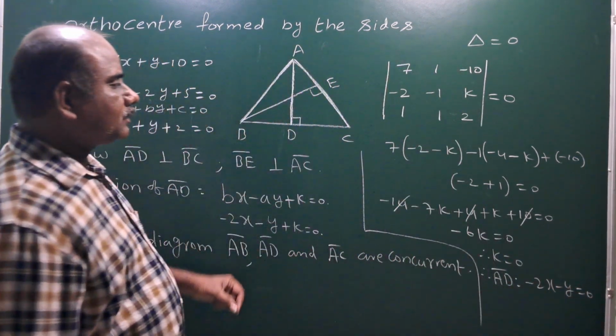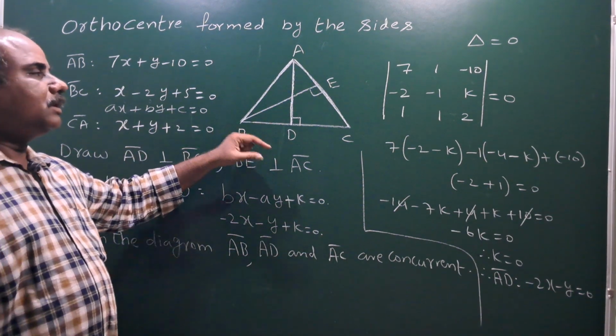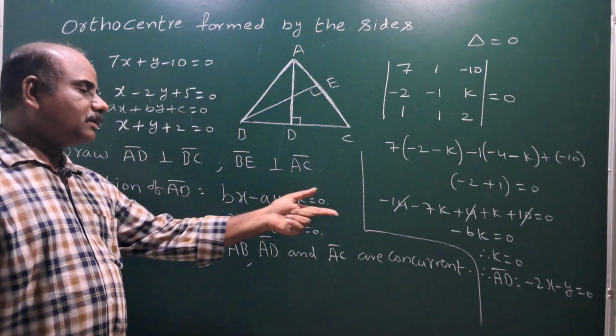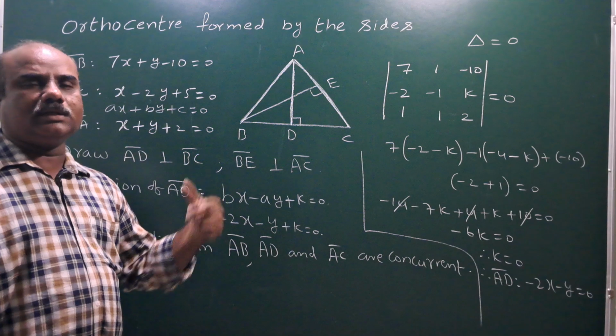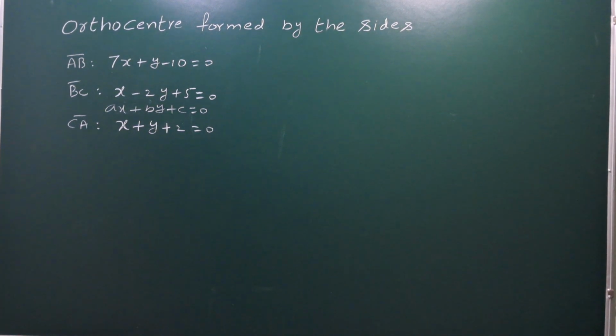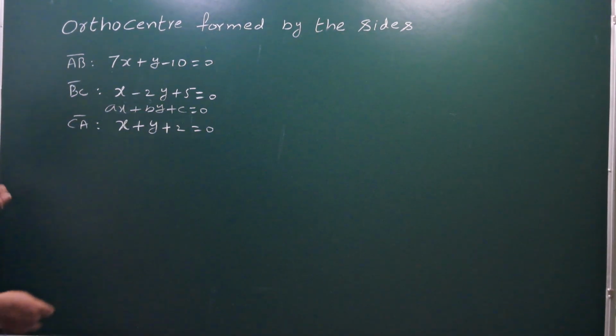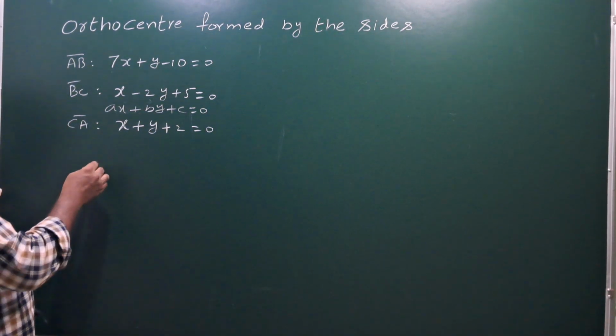Okay. So in this way, similarly, we can find the equation of BE also. After that, by solving the equations AD and BE, we get the orthocenter. Okay, let us see the remaining. Okay, continuation. So next, altitude BE. So how to find this BE?